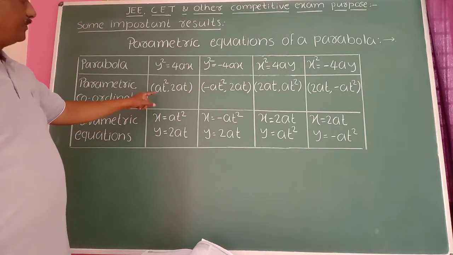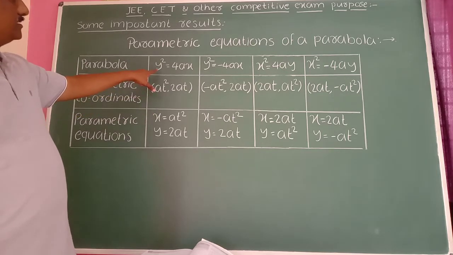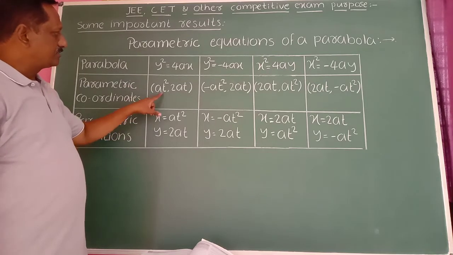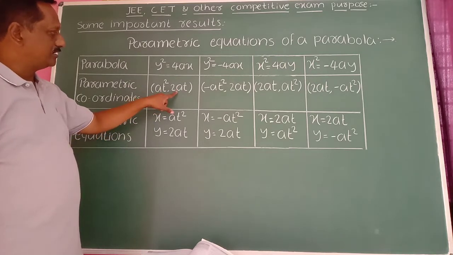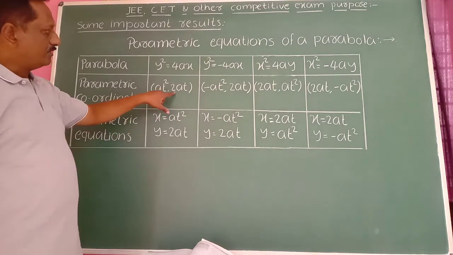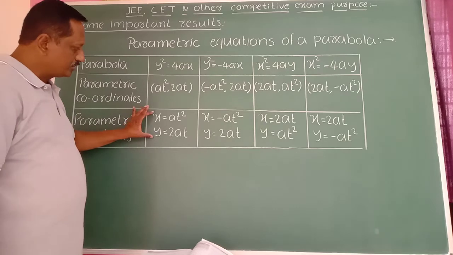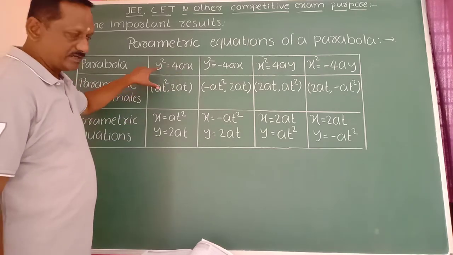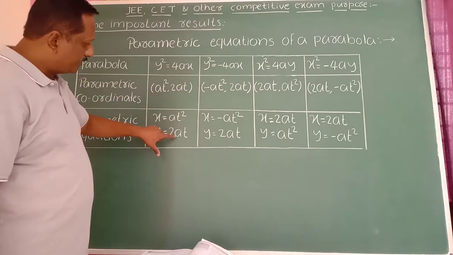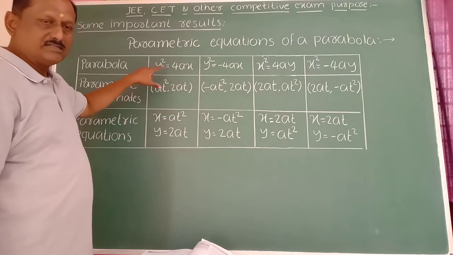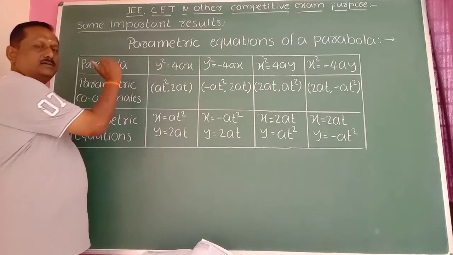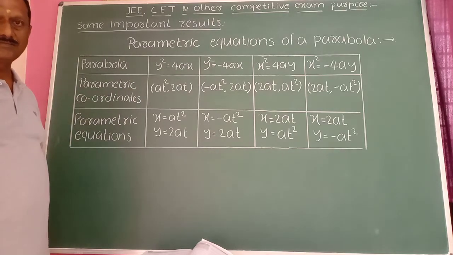Then the parametric coordinate of this parabola y square is equal to 4ax is (at square, 2at). This x coordinate, this y coordinate. So parametric equations x equal to at square, y is equal to 2at, because these two satisfy this equation here. So just substitute x equal to at square and y is equal to 2at here, then you get LHS equal to RHS here. Therefore these are called parametric equations of the parabola y square is equal to 4ax.